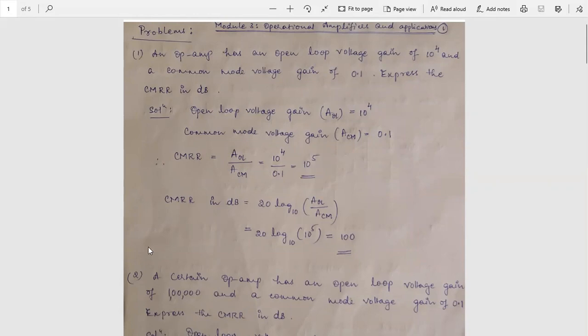So now here we need to express CMRR in dB. CMRR in dB is equal to 20 log of AOL divided by ACM. So 20 log of 10 to the power 5 is equal to 100.